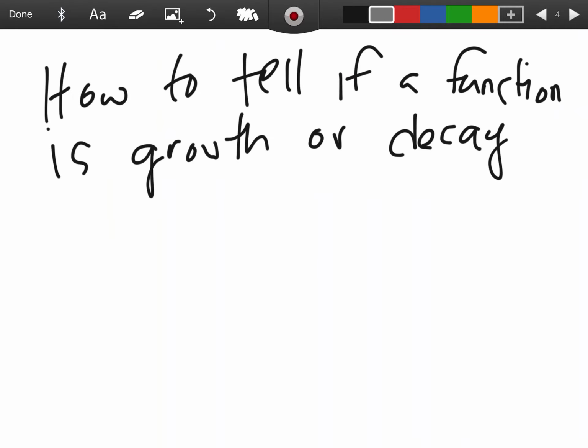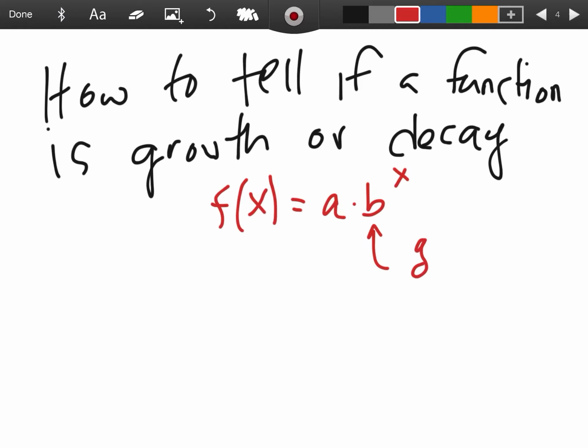So now the question might be, well, how do we tell if a function is growth or decay? If we look at this standard form again, does my a value really matter in this case? No, right? That's just my initial value. It doesn't matter what my a value is equal to. Really what matters is my b value.